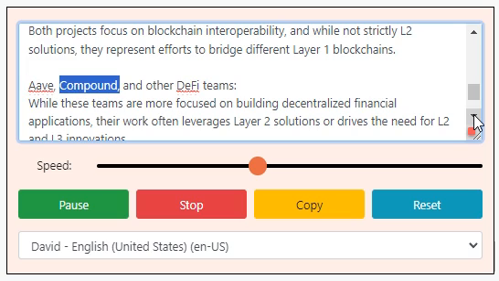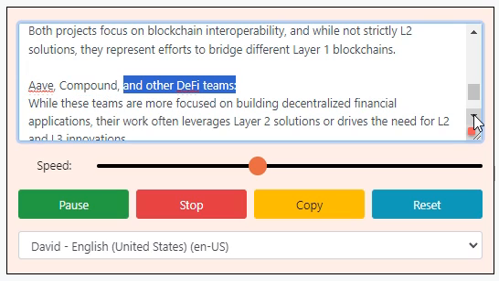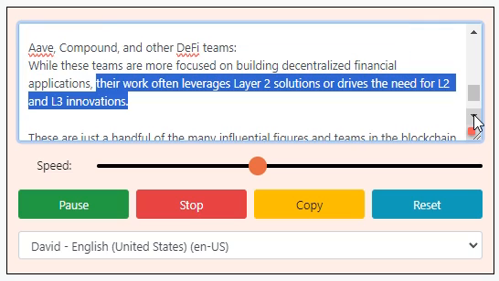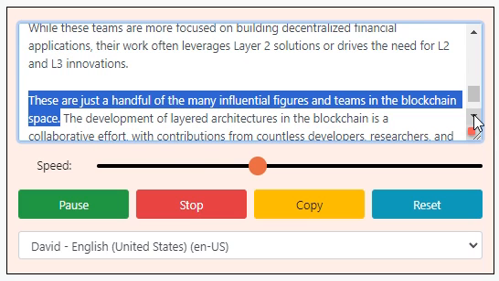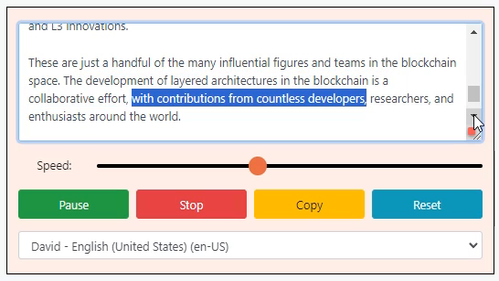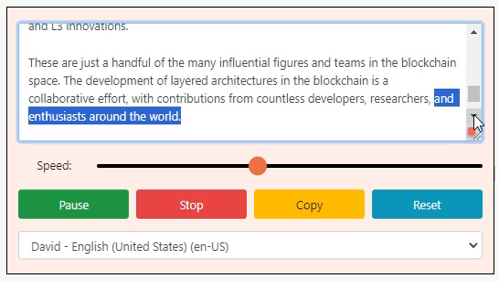Aave, Compound, and other DeFi teams. While these teams are more focused on building decentralized financial applications, their work often leverages Layer 2 solutions or drives the need for L2 and L3 innovations. These are just a handful of the many influential figures and teams in the blockchain space. The development of layered architectures in the blockchain is a collaborative effort, with contributions from countless developers, researchers, and enthusiasts around the world.